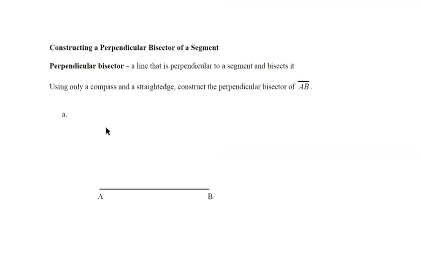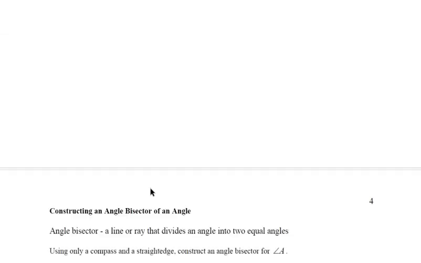Then a perpendicular bisector is by definition a line that's perpendicular to the segment and it bisects it. So you're going to be creating a line that will be perpendicular to the line that's given. So it's going to create a 90-degree angle with the line that's given, and it's going to bisect it, meaning it's going to go right through the middle of it and bisect it, cut it into two equal parts. So you're going to practice two of those.